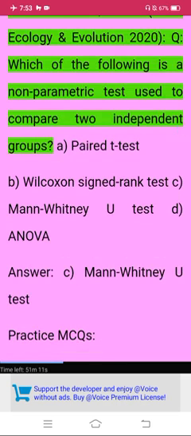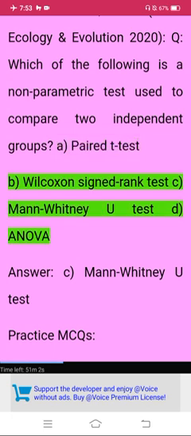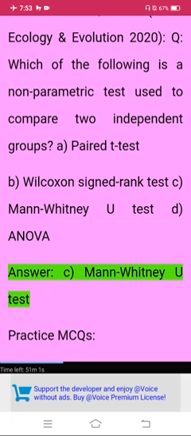Previous year question, Ecology and Evolution 2020. Q. Which of the following is a non-parametric test used to compare two independent groups? A. Paired t-test. B. Wilcoxon signed-rank test. C. Mann-Whitney U test. D. ANOVA. Answer: C. Mann-Whitney U test.